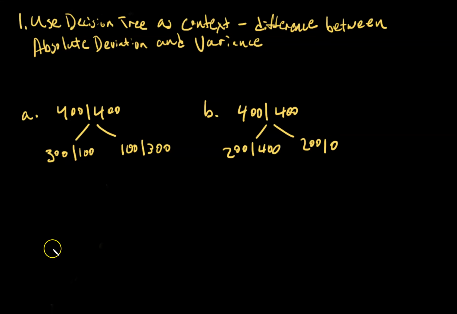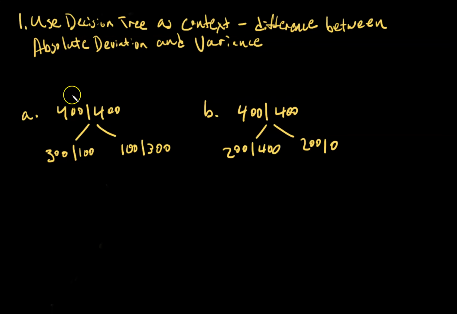In this video, I'll use decision trees as a context or vehicle to explain the difference between absolute deviation and variance, hopefully giving you some intuition behind the difference between the two of them. So let's say that we have the following two decision trees. We have one right here, A, and one right here, B.